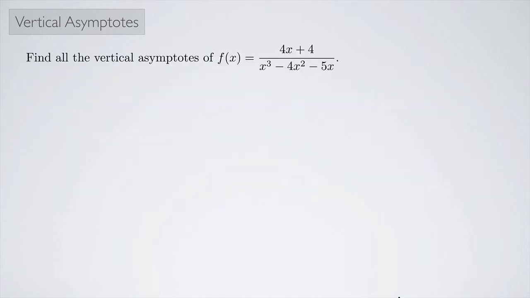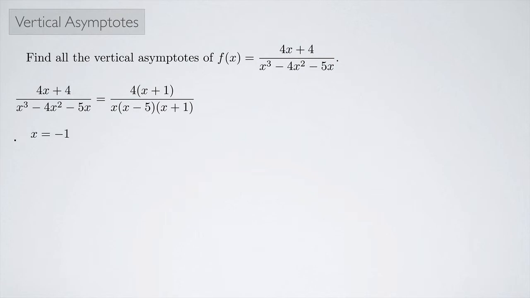So let's find all the vertical asymptotes of the function (4x plus 4) over (x cubed minus 4x squared minus 5x). Okay, so first thing we can do is try and factor this. And it does factor, and when we factor it, we notice that we have an x plus 1 term that cancels, and then we have x minus 5 and an x here. So that means that we have x equals negative 1, x equals 0, and x equals 5 that are potential places for vertical asymptotes.